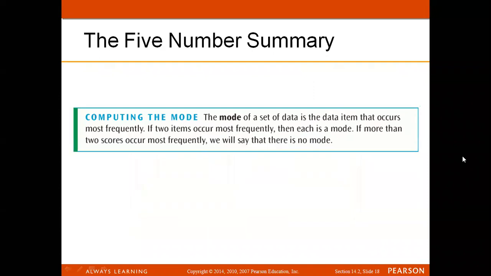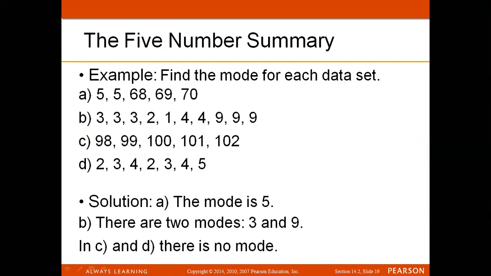Now, let's look at another measure of central tendency, which is the mode, right? The mode of a set of data is the data item that occurs most frequently. If two items occur most frequently, then each is a mode. If more than two scores occur most frequently, then we say that there is no mode.